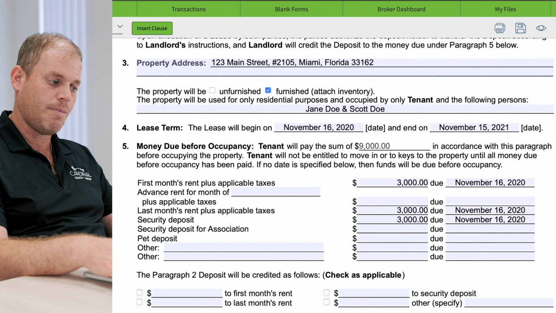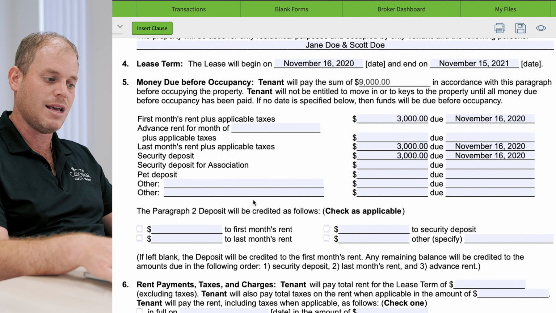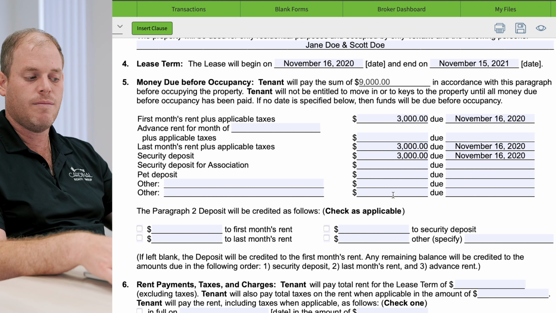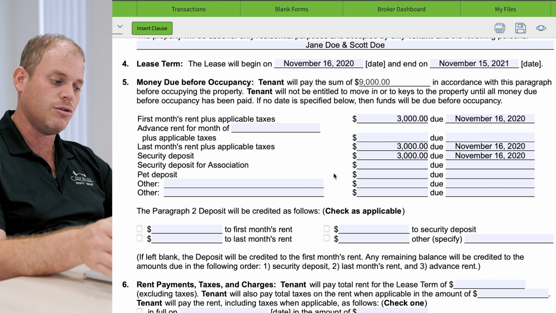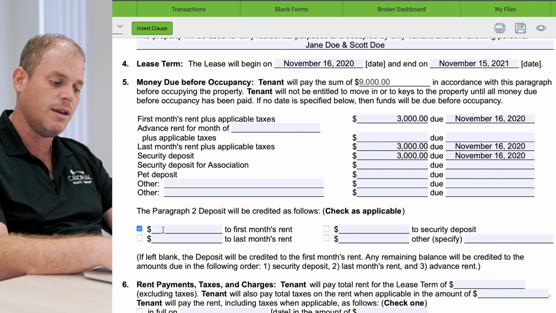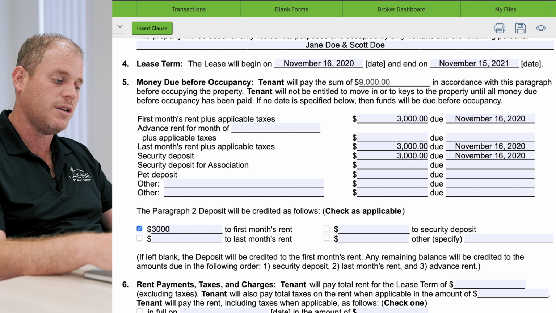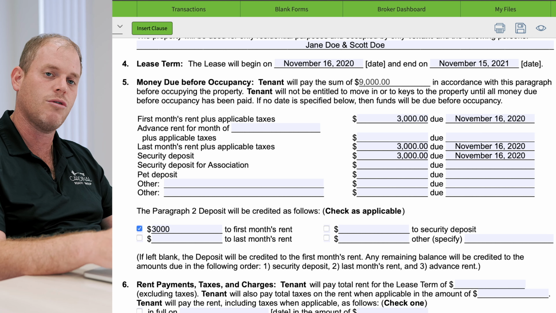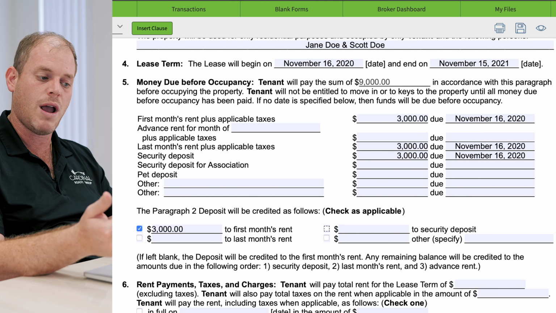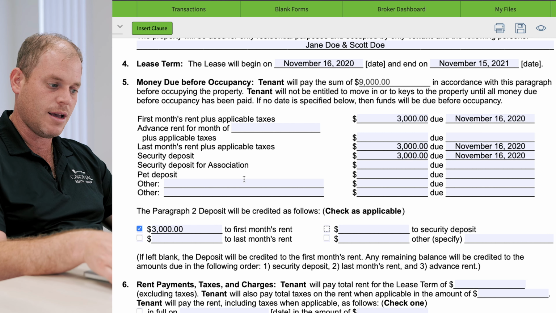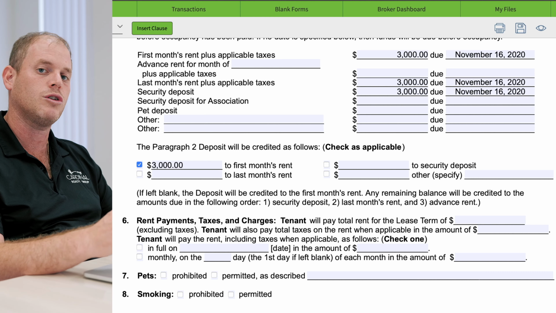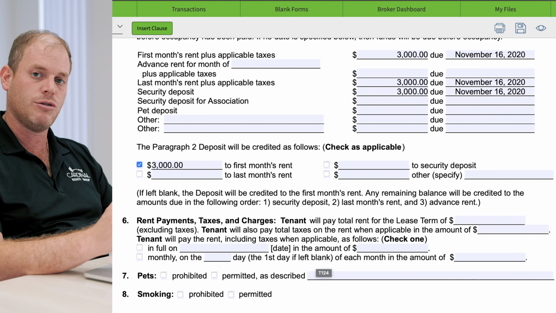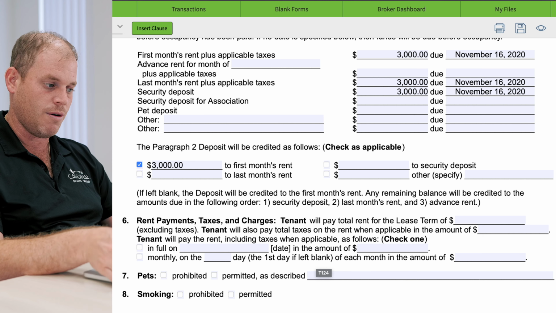Moving down, the paragraph 2 deposit will be credited as follows. Okay? This is situational, guys. In my own experience, I usually credit it towards the first month's rent. I know some people do it differently, but for the sake of this video, we are going to put $3,000, credit that towards first month's rent. Okay, that doesn't mean that you can't still get paid directly from those closing funds. It is a little bit tricky, and we will get into that in another video.